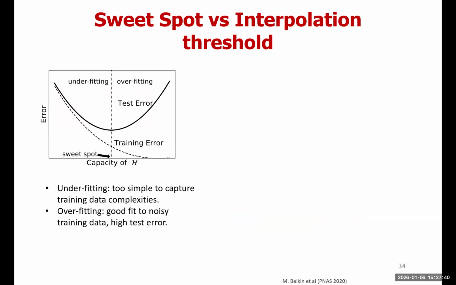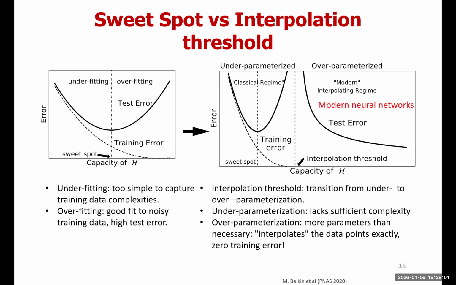So what's going on? What I've told you then is that when you are underfitting, you've got too simple a theory to capture the training data complexities. And when you're overfitting, you've got a good fit to noisy training data, but there's a high test error. So we haven't understood anything about the problem. What we learned, and we learned this only in the last less than 10 years, maybe 5 or 6, here I've quoted a paper by Misha Belkin over here in the computer science department, but there's others around that time.